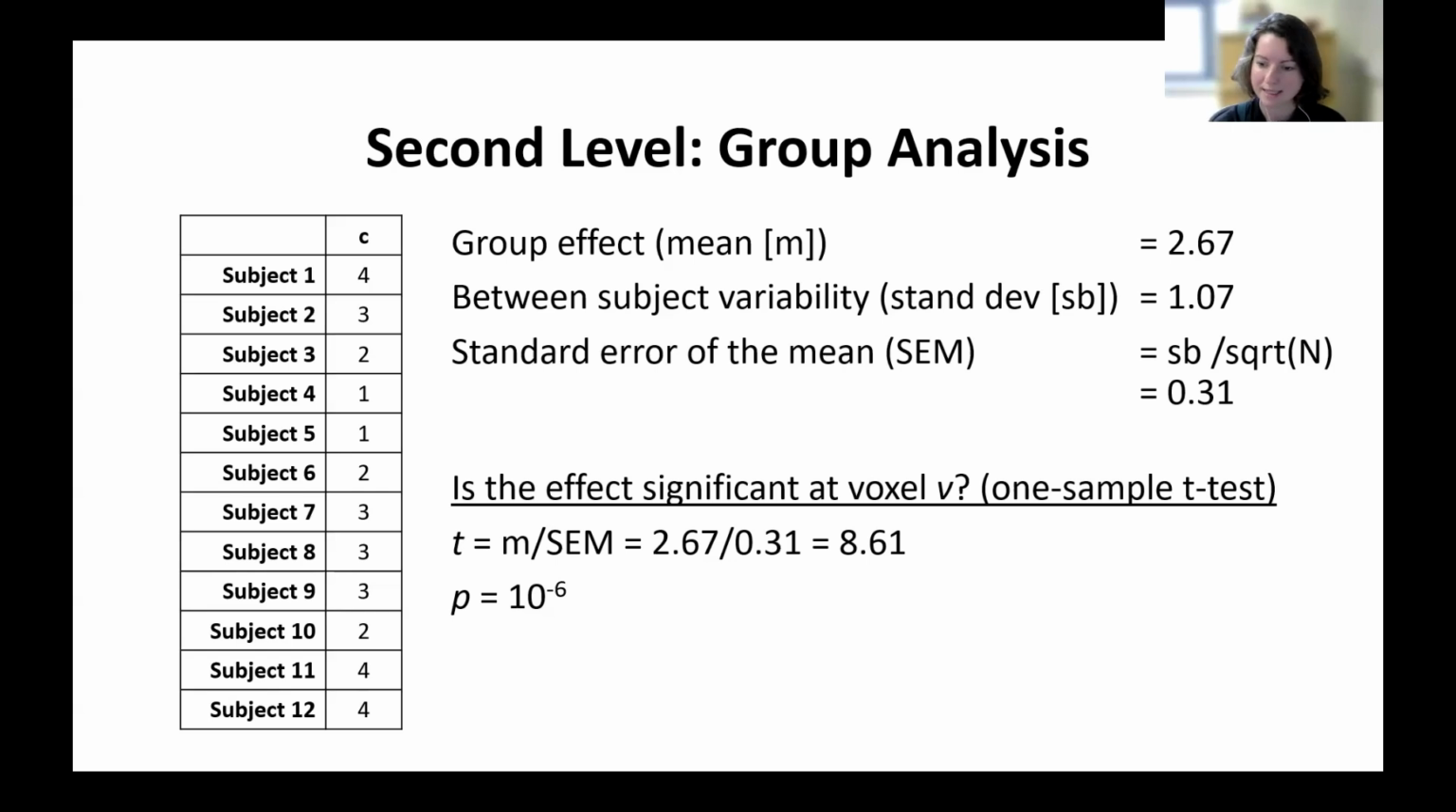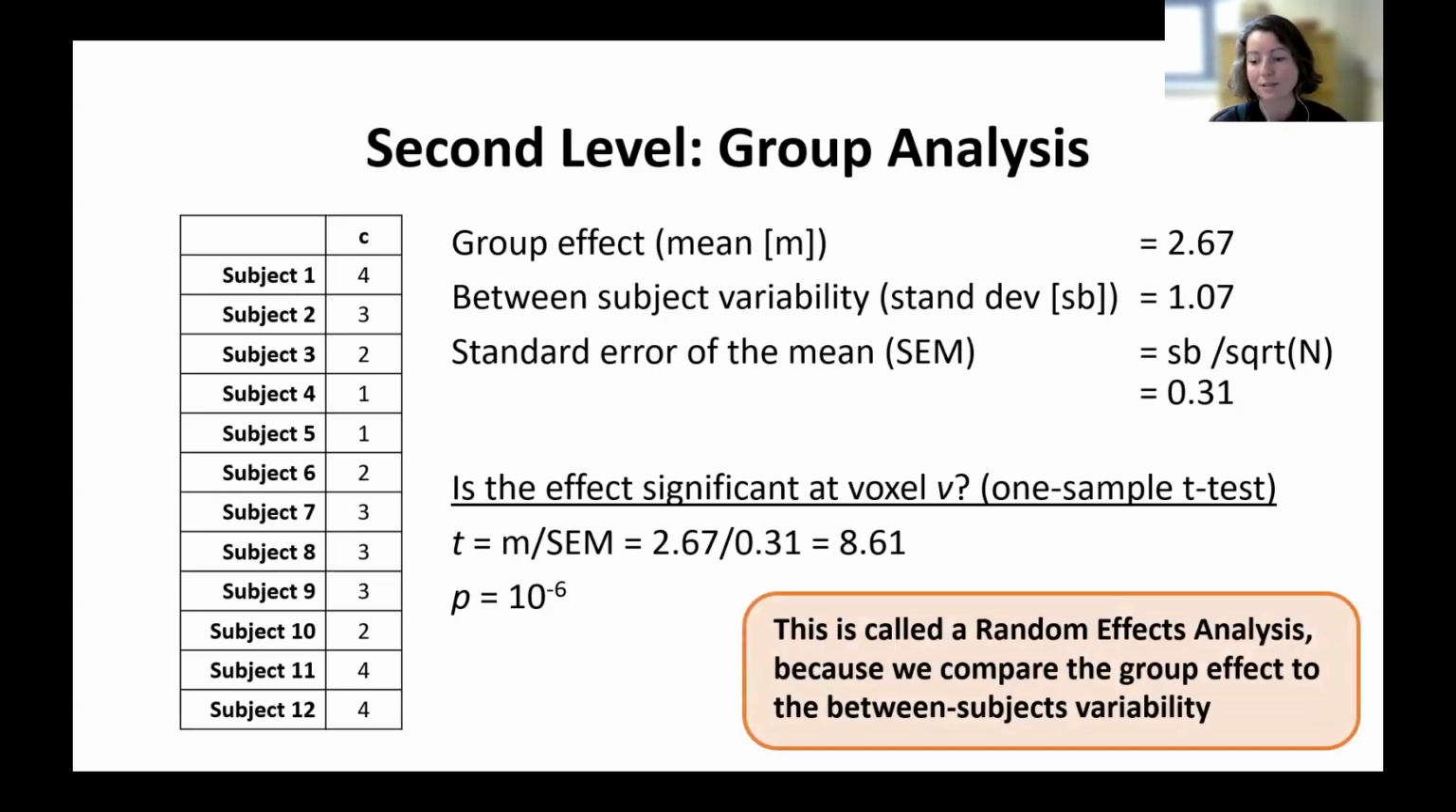For example, by lowering the alpha so that a p-value must be lower before we consider it significant. There's different kinds of corrections, and we'll get back to that later as well. Now, this type of analysis is called a random effects analysis because we compare the group mean to the between subject variability. If the group is more variable, the effect is less reliable. And the t-value will be lower and the p-value will be higher.